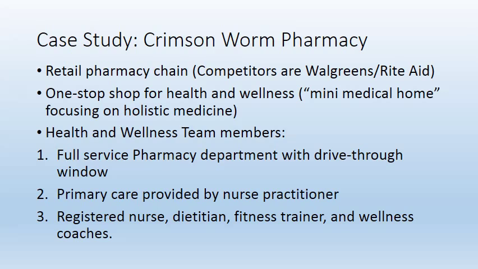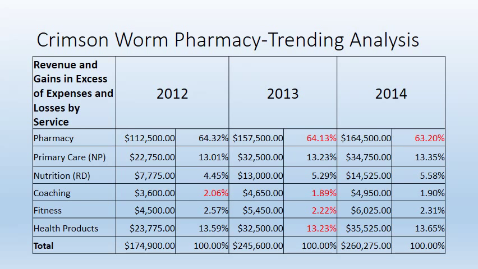Their health and wellness team consists of a nurse practitioner, a registered dietitian who is also a certified diabetes educator, a dietitian, a fitness trainer, and 3 certified wellness coaches. They do sell some limited health products and merchandise. For example, they do have some natural food products and probiotics. Let's take a closer look at a trend analysis at one of the Crimson Worm pharmacy stores. Store number 35 is located in the town of God's Country, Colorado. It was built in 2011.